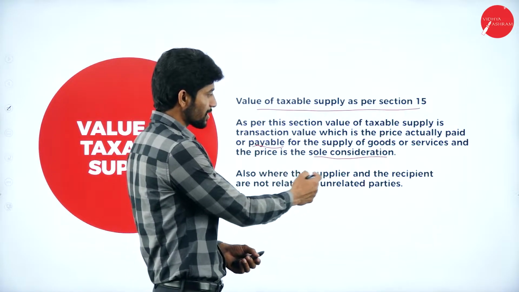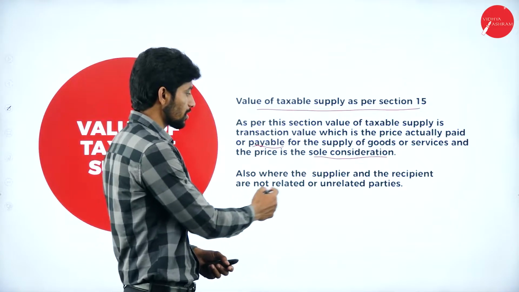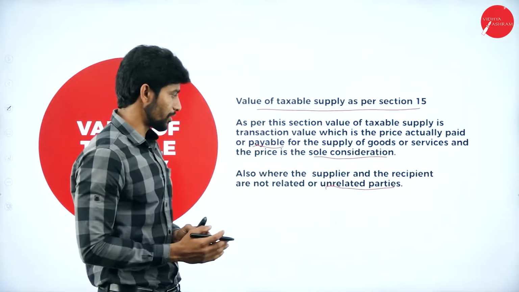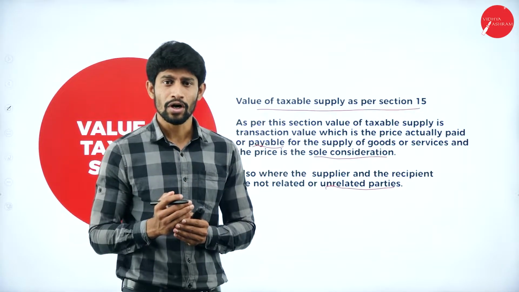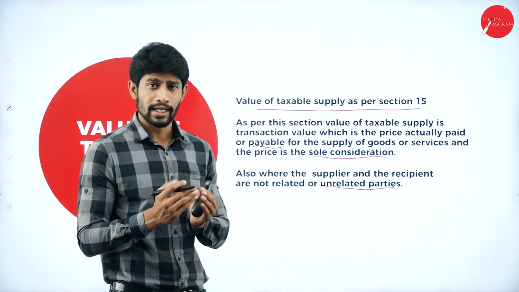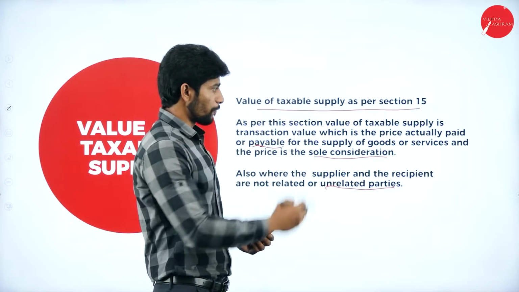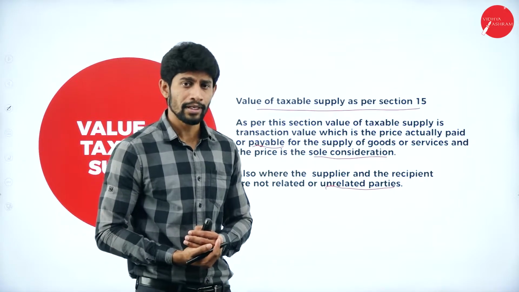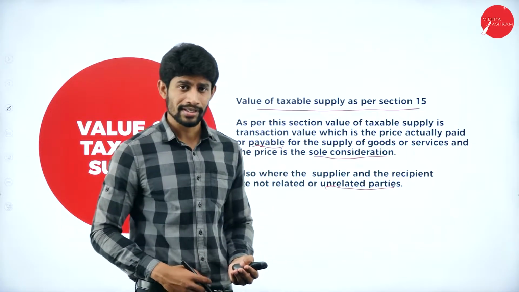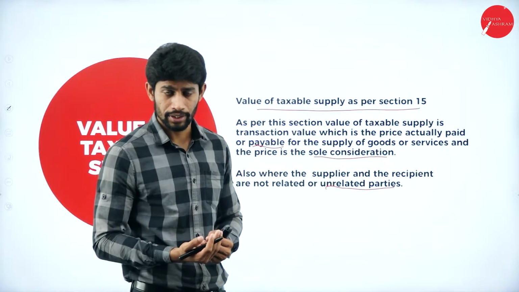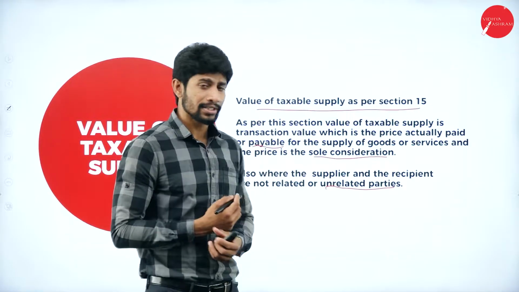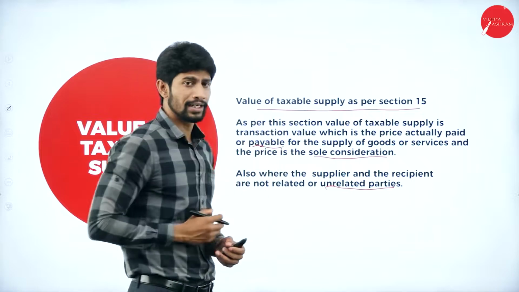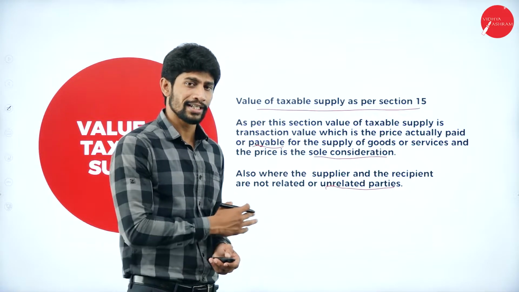And also where the supplier and the recipient are not related, that is, unrelated parties. Yes, in this definition, the supplier and the recipient are not going to be related parties, they are unrelated parties. So value of taxable supply is transaction value, which is the price actually paid or payable for the supply of goods or services, and the price is the sole consideration, and the supplier and the recipient are unrelated parties. So this is the meaning of the word supply under section 15 of the CGST Act.